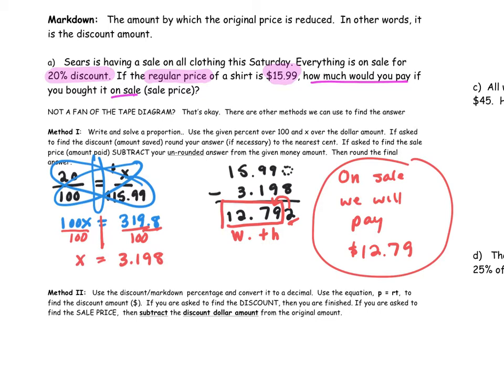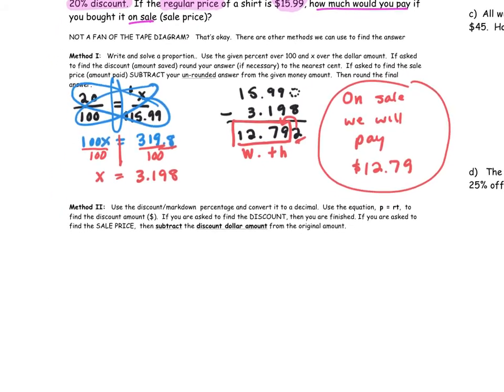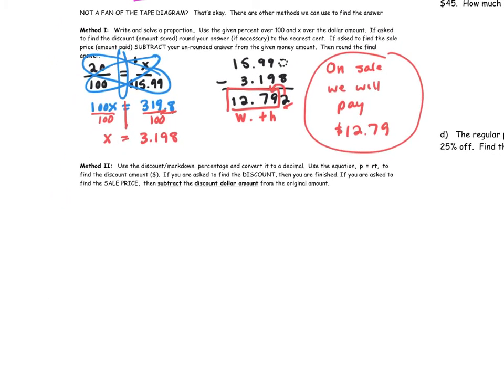And just to let you know, this is a very traditional way to do it. Before Common Core, this was a way that it was taught on most fronts. However, that doesn't mean it's good or bad, just another way to use it. Next, method 2: we're going to use a discount markdown percentage and convert it to a decimal.